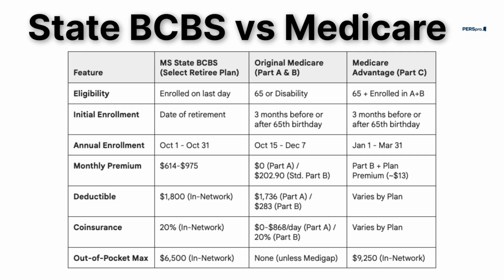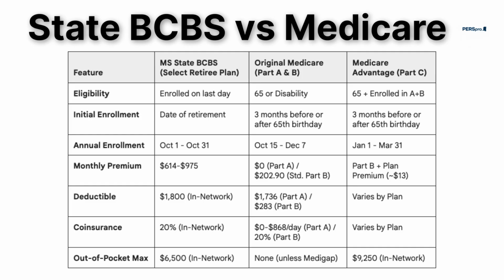Looking at costs, the state retiree plan ranges from $614 to $975 per month, depending on if you are a Legacy or Horizon PERS member. Original Medicare Part A will be free for most, and Part B premiums start at $202.90 per month and can go higher depending on your income. Medicare Advantage premiums will include Part B premiums plus the Part C premium, which, for example, in Jackson County, Mississippi, average $13 per month. Looking at deductibles, the state health plan sits at $1,800 for individuals for in-network care.